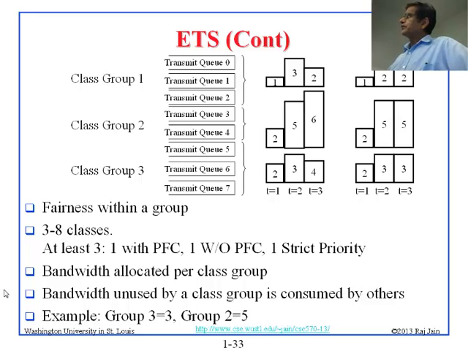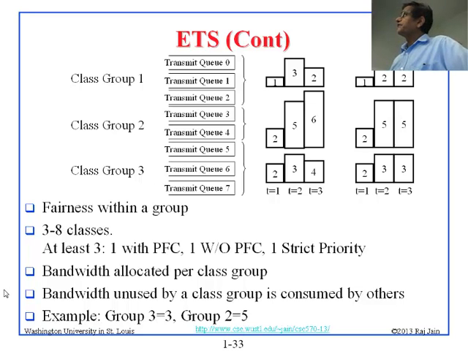So here is an example. Suppose we have 3 groups, and we say group 3 gets 3 units, group 2 gets 5 units, and group 1 gets no reservation, right? And let's say they send 2, 2, 1. They will all get through with 2, 2, 1 because everybody is sending below their reservation, and there is nobody else to use the leftover anyway.